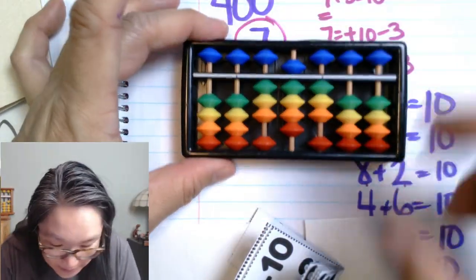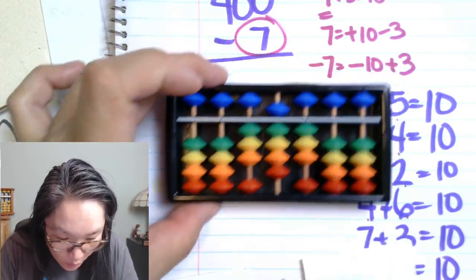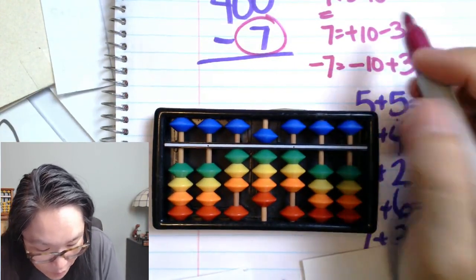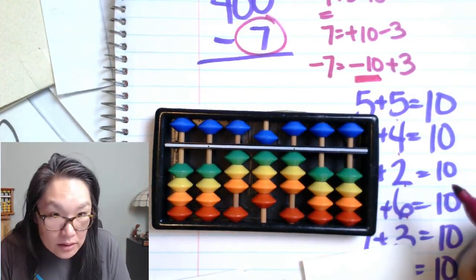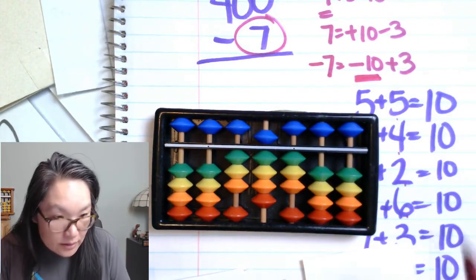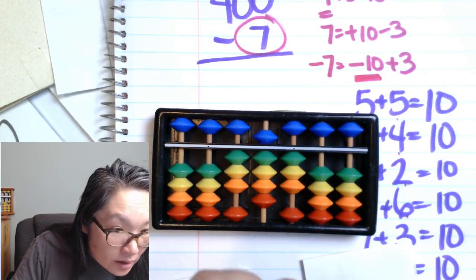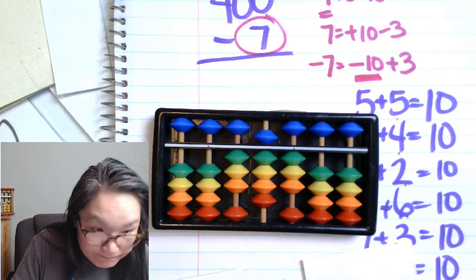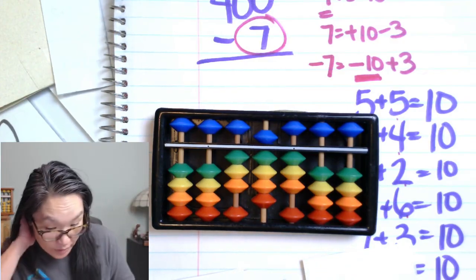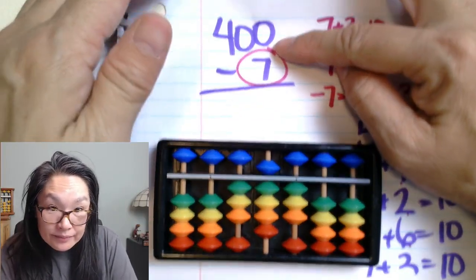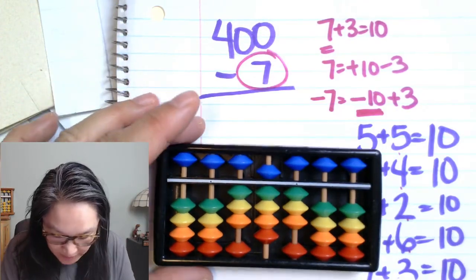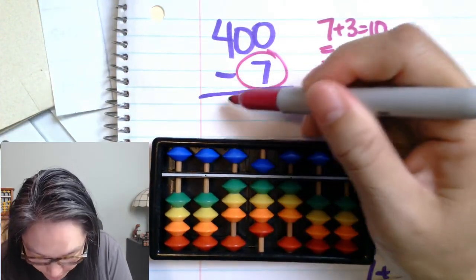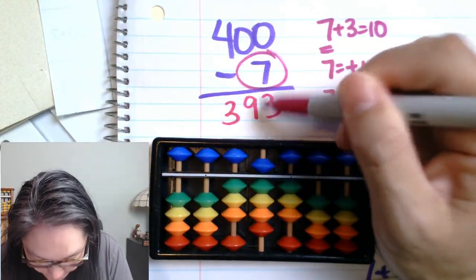So we have 393. But those were two-step equations. Why? Because we had to break this down and we added that. Minus 7. Yeah, that's what we were doing. We were doing 400 minus 7. So the answer is 393.